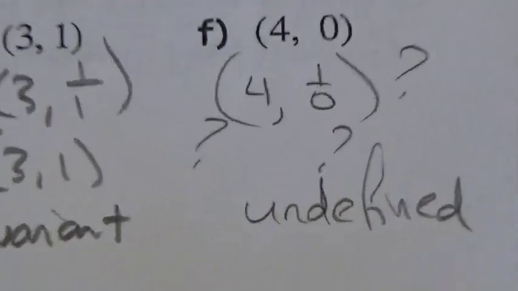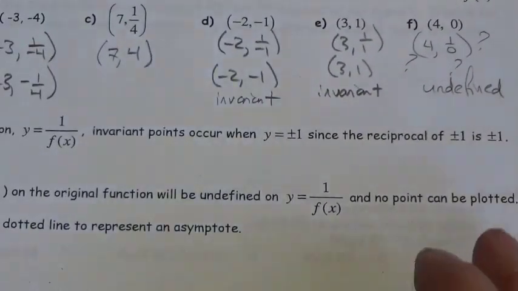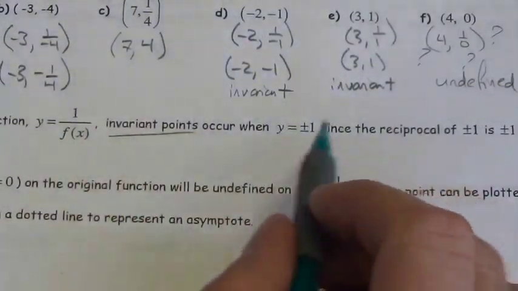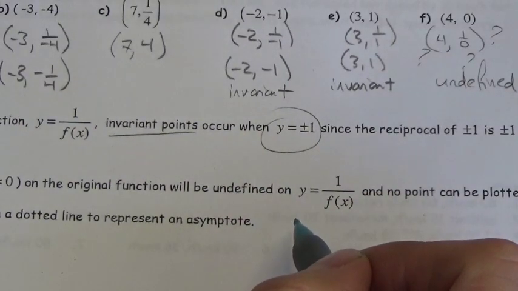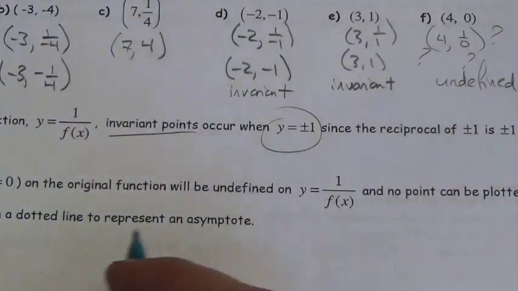Sorry, I'll zoom out a little bit here. So what we've just pointed out is that when you reciprocate that function 1 over f of x, you're going to get invariant points, okay, where y is equal to 1 or -1. That's because when you reciprocate those values, they don't change.